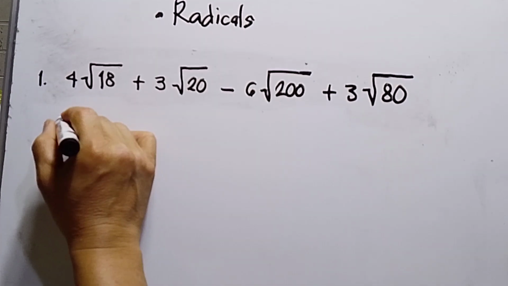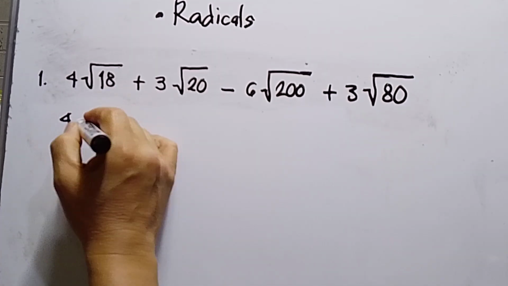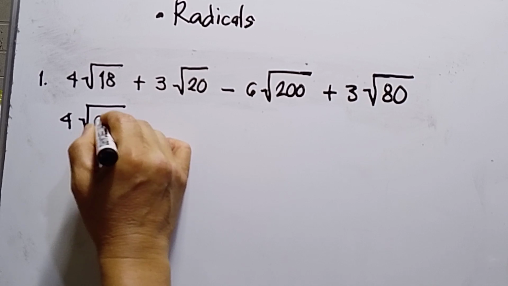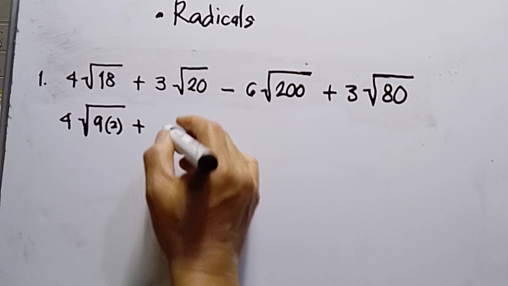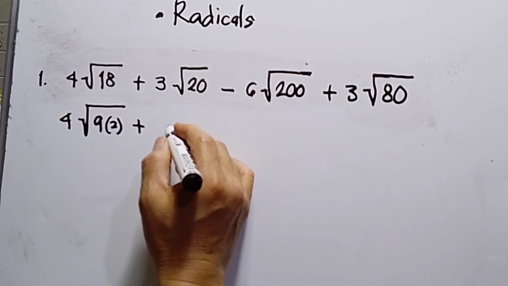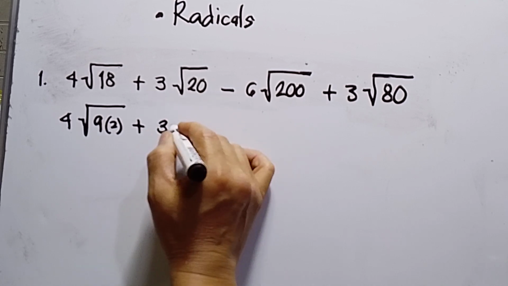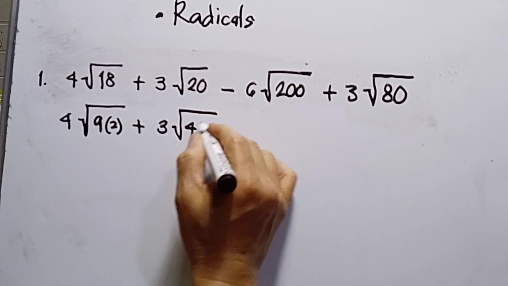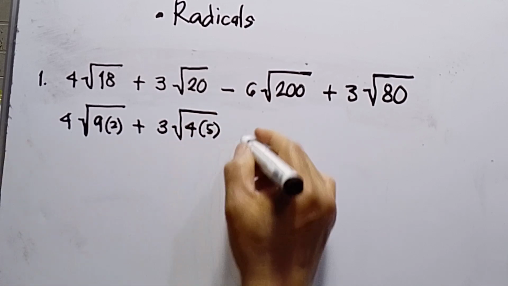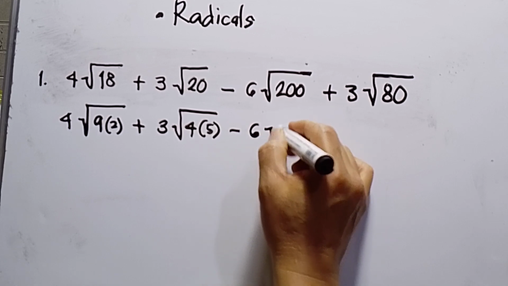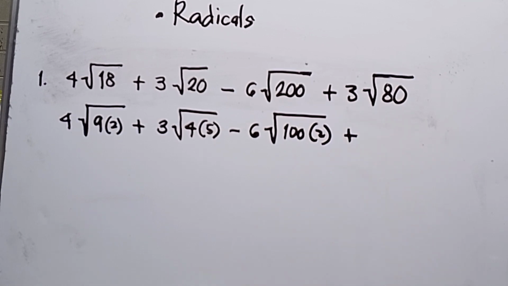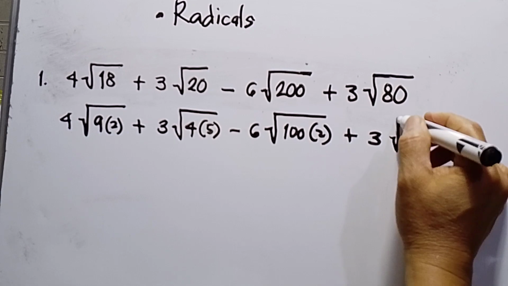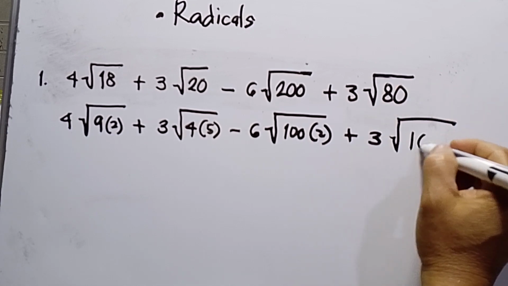So this will be 4. Okay, find a perfect square of 18. So of course we have 9 times 2. How about the second? The perfect square of 20 will be 4 times 5. So this will be plus 3 square root of 4 times 5. Then how about 200? So of course we have 100 times 2. Then minus 6, and plus 3. How about 80? So 80's factors will be 16 and 5.